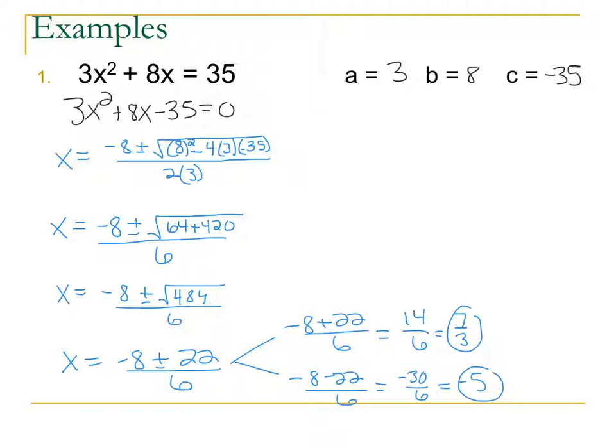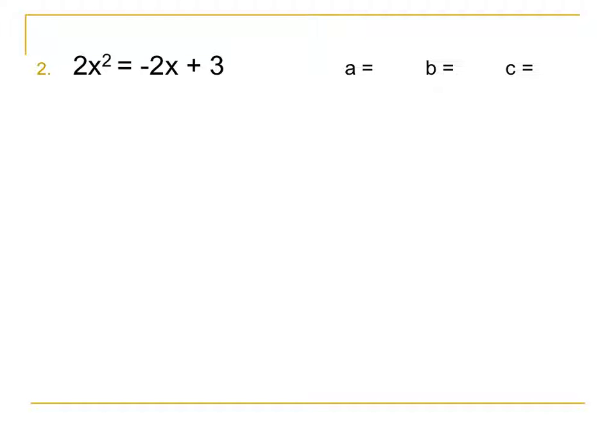So that means if you were to graph this, your two solutions would be at 7/3, or about 2 1/3, and the other one would be at negative 5. And because these are actually real solutions, you could technically plug these back into the original equation and just make sure it works as well. That's what solutions will always do. Okay, let's take a look at the second one together.